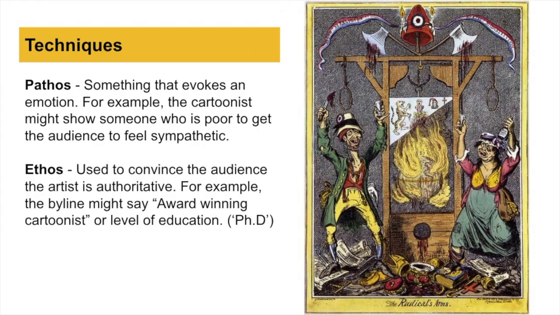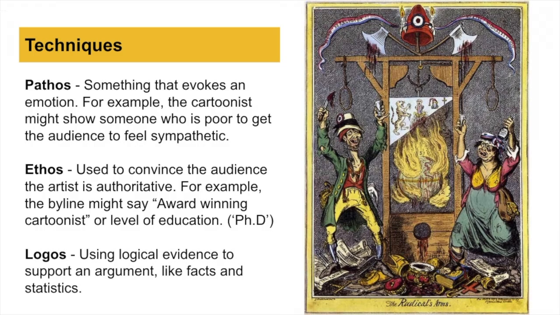Ethos is another tool that's used to convince the audience that the artist is an authority. The artist knows what they're talking about. In today's world, you might see in a byline of a newspaper, it'll say award-winning cartoonist and then their name, or it might have their name and then PhD next to it or something like that. You'll see that with any kind of source that you might evaluate. And then there's logos. Logos uses evidence and facts and statistics to try to convince you that their argument is correct. So they use facts and statistics to support their argument. Sometimes you see that in political cartoons. You definitely see it in editorial writing and other kinds of writing.